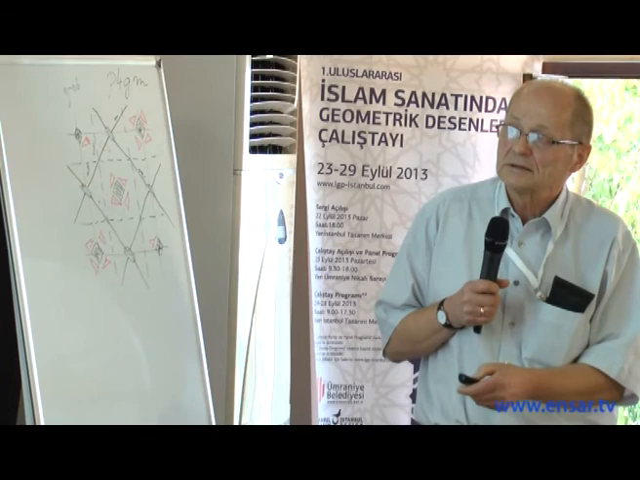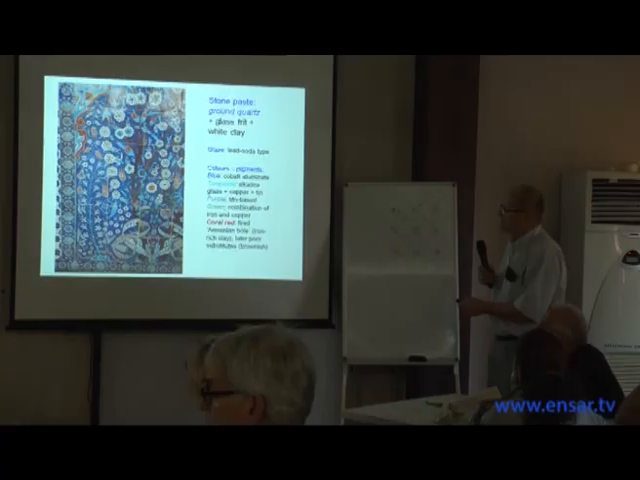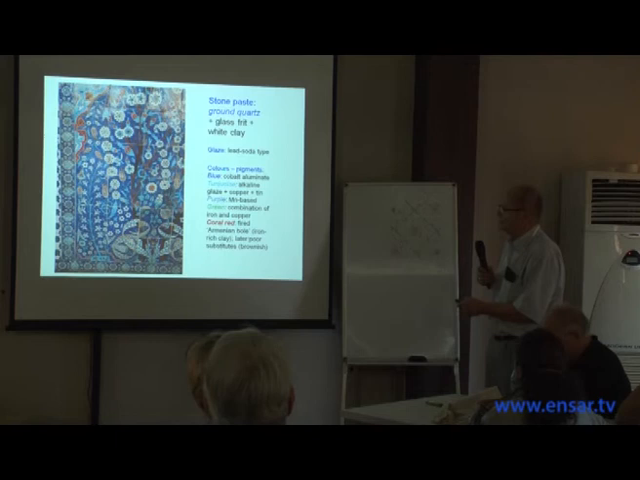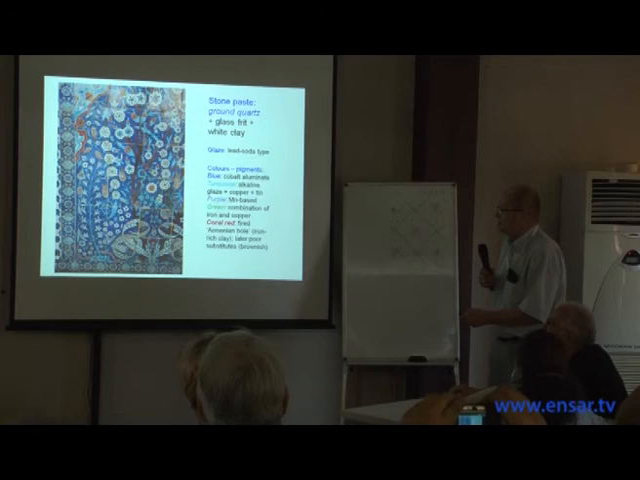Colors: blue is cobalt. It's cobalt with aluminum. It's a spinel, actually, if somebody knows. Turquoise is, you can read it, copper and tin. Purple, they say just manganese-based. Nobody ever said more. Green is from the combination, it's not on this picture, on another one, from iron and copper.